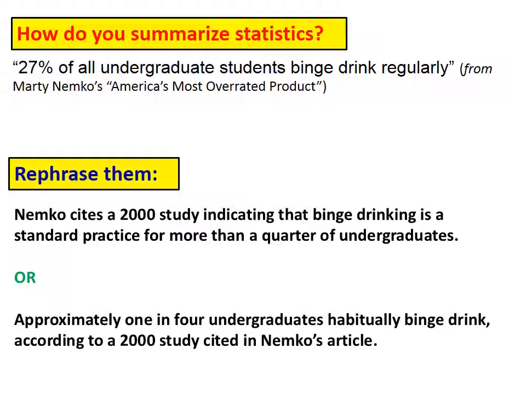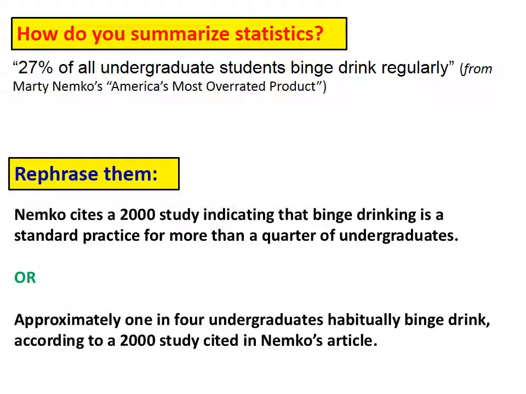At the top there, that's from Marty Nemco's America's Most Overrated Product. He quotes the statistic that 27% of all undergraduate students binge drink regularly. Now, if you wanted to include that statistic in your paper, how would you do that without quoting it? Well, just think about what the statistic is communicating. 27%, that's a little over a quarter. So you could phrase it that way. You can say, Nemco cites a 2000 study indicating that binge drinking is a standard practice for more than a quarter of undergraduates.